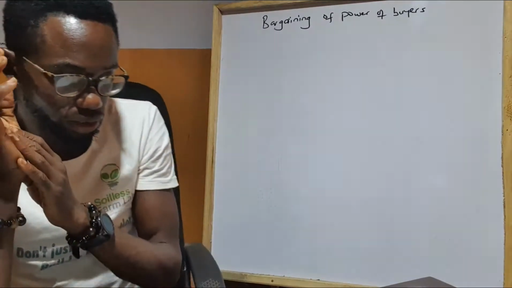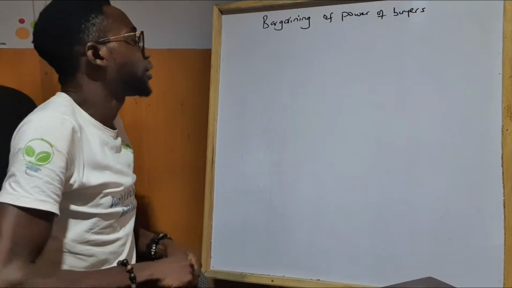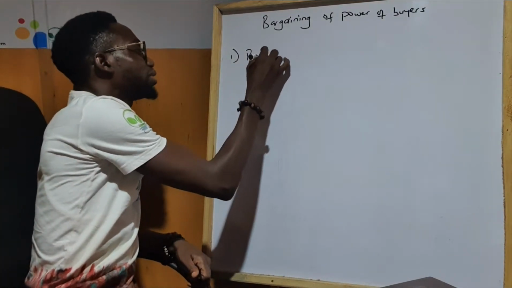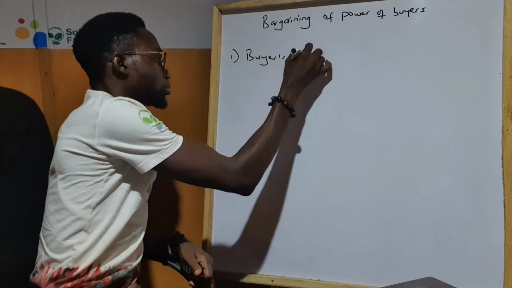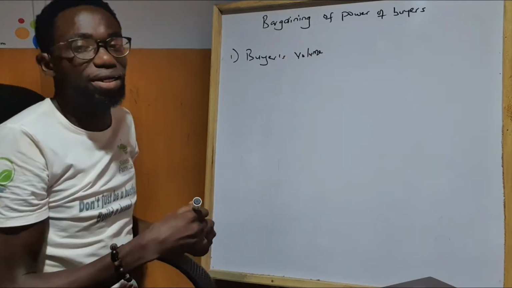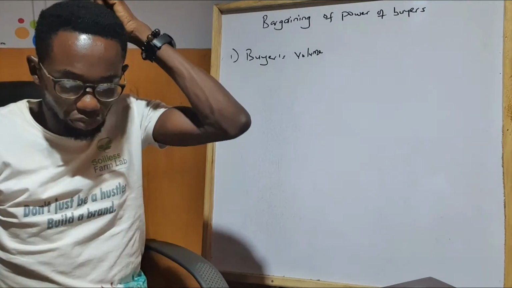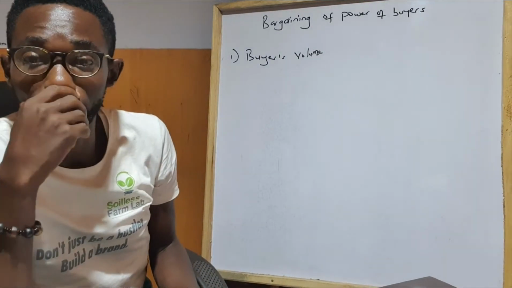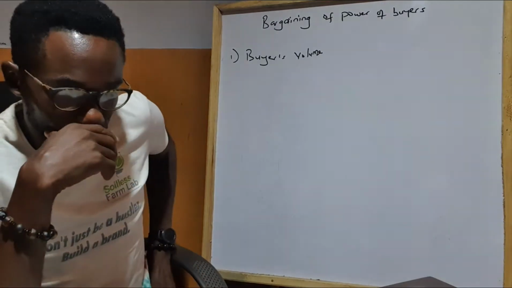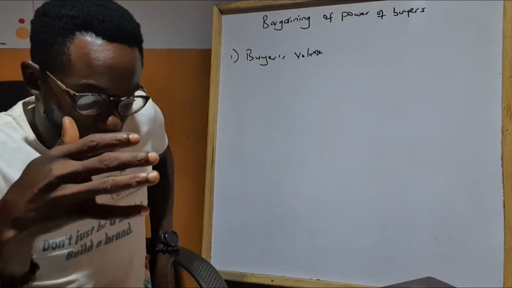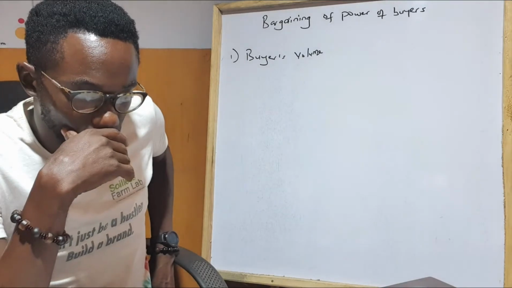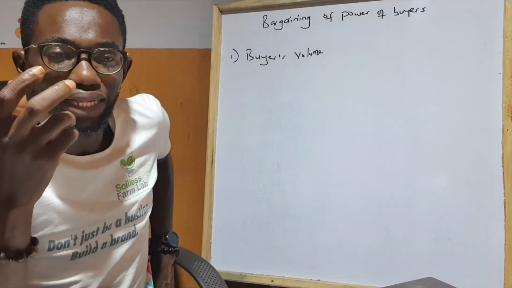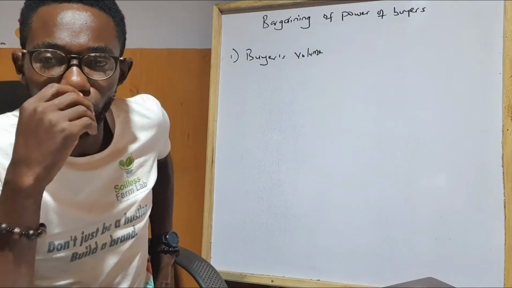So the first thing under this, to know how much power the buyer has, is the buyer's volume. Buyer's volume is basically how much product this buyer is buying from me per time. I'll give an example. I remember last year when we had about 4 tons of tomatoes weekly, we had a customer that picks up a ton, 2 tons at a go every week.